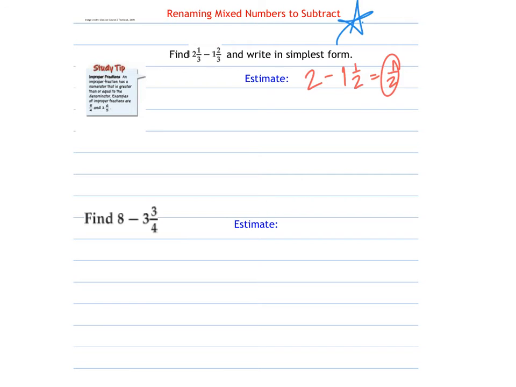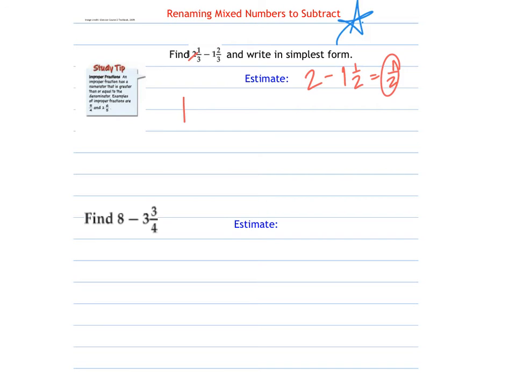So 2 1/3, I am going to rename it. And what I'm going to do, so if I think about it, I have the 2, which is like 2 wholes, and then I have the 1/3. So I'm going to take this 2 and I'm going to make it 1 less. So I'm going to cross it out and I'm going to make it a 1.